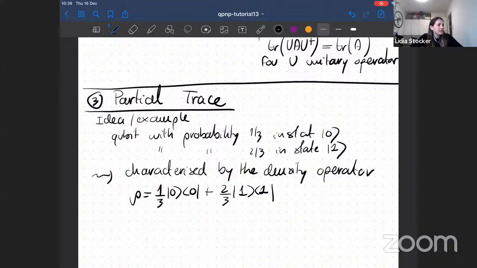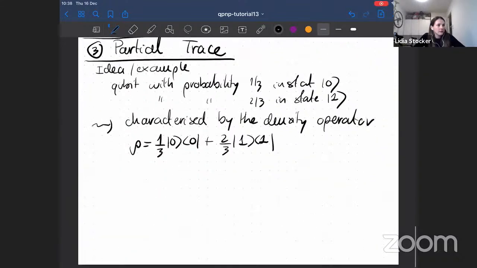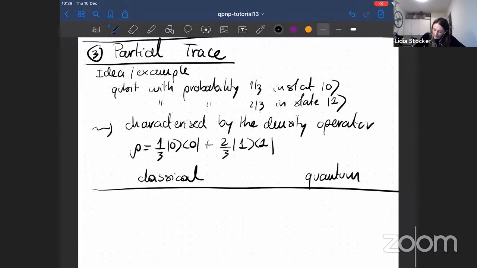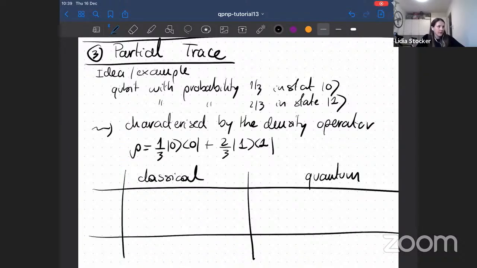So the partial trace also gives a connection between probabilities and states, in quantum mechanics and classical. So if we make a comparison, and we have classical and quantum, and we compare deterministic and probability distribution situations. So if we have a deterministic case, we have, for example, a dice.